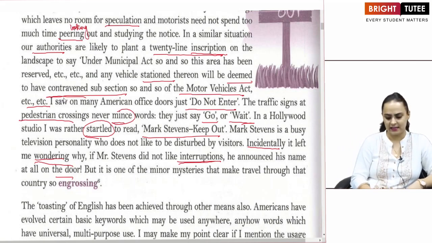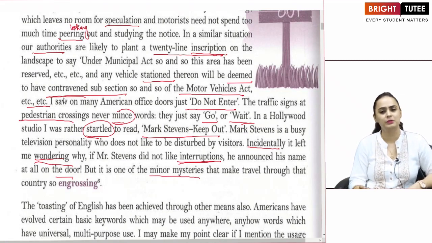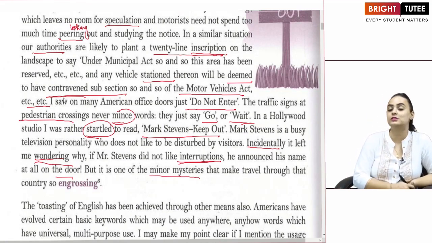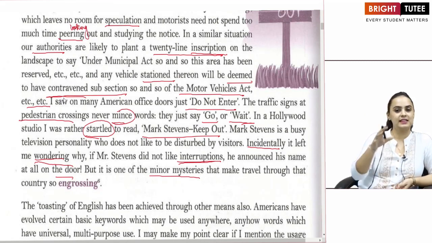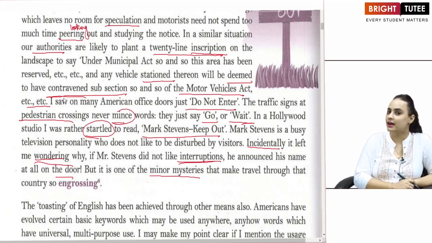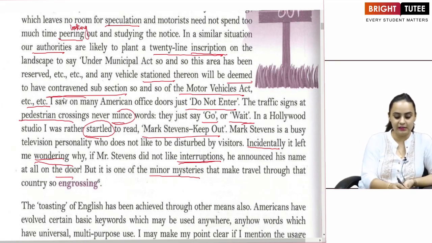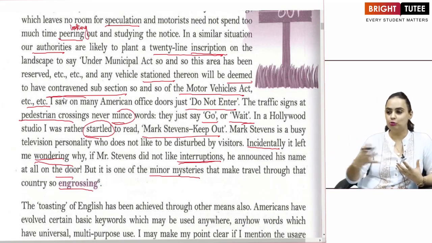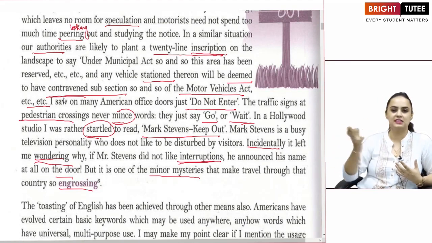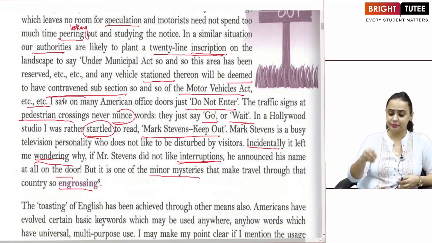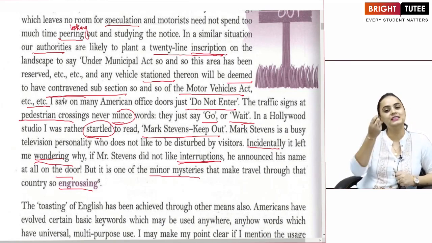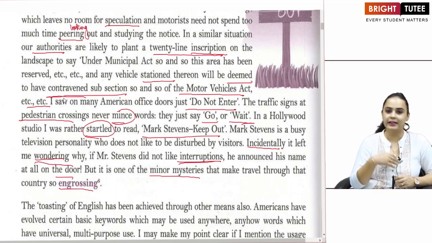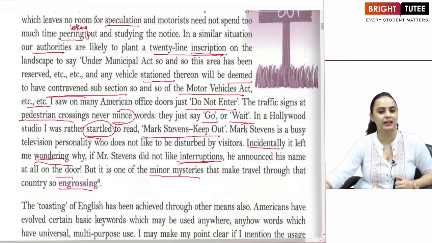But then he says that these are some of the minor mysteries, very small mysteries that make travel through the country so engrossing. So, he says that whenever I travel through this country, America, I feel very engrossed. I am very occupied because of the new and beautiful and mysterious things that I see around me. And this, Mark Stevens Keep Out, was a very small mystery that I cannot get an answer to.